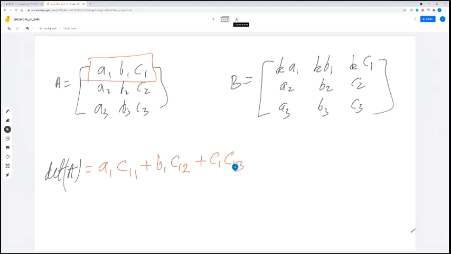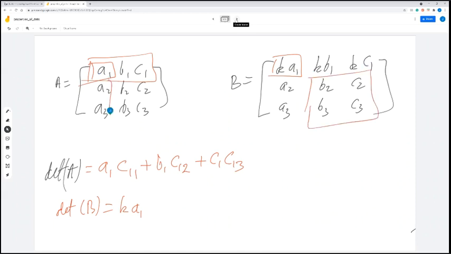What about determinant B now? It's going to be b11, which is k times a1, times its cofactor. But now, do you see that the cofactor of this is the same as the cofactor of a1? Because to get the cofactor, you need to remove the row and the column, and you get the same minor in both cases. So it's going to be C11. Similarly for the other one, you will get kb1 times C12, and plus k c1 times C13. And you see that all this is just k times the determinant of A.